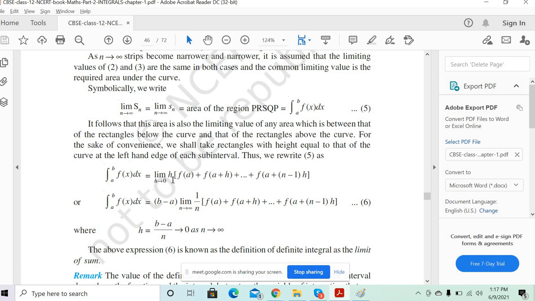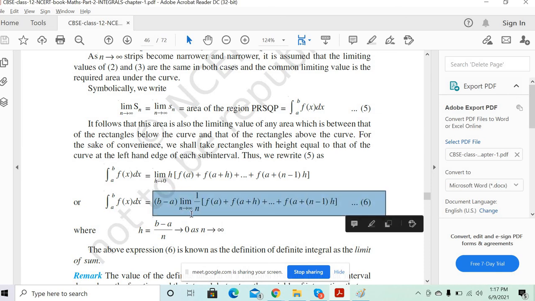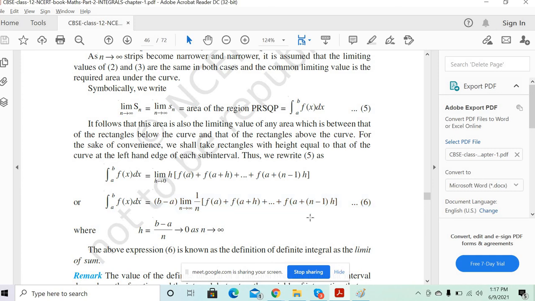Now we'll substitute the h value in terms of n also. So h is nothing but b minus a by n. So h tends to 0 means n tends to infinity, which we have already seen. So we can just replace h as b minus a by n with limit n tends to infinity. Either h tends to 0 or n tends to infinity, both are the same. Then you get f of a plus h, and so on till the last term, the nth term. Clear? Any questions, any doubts?